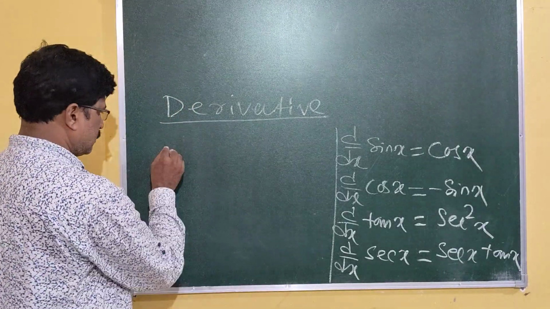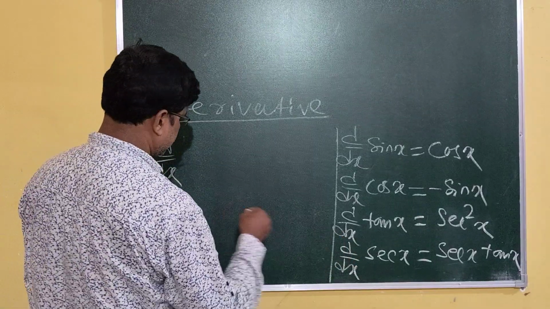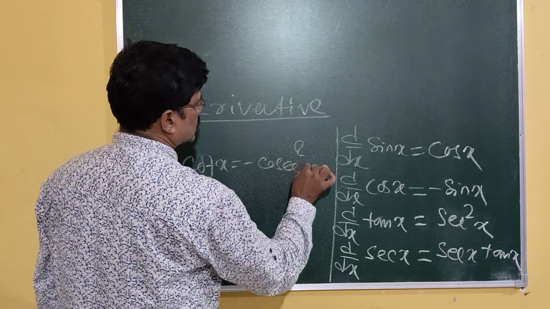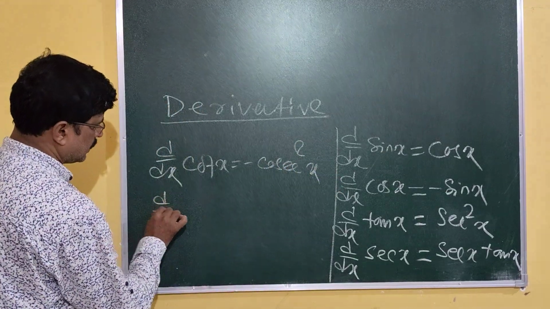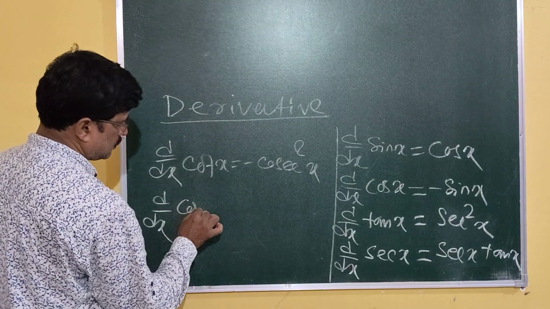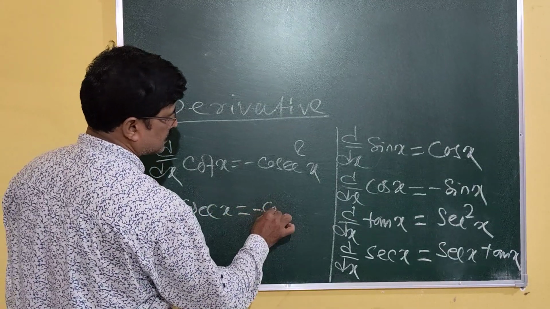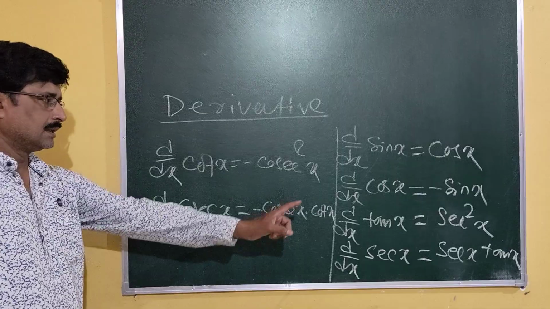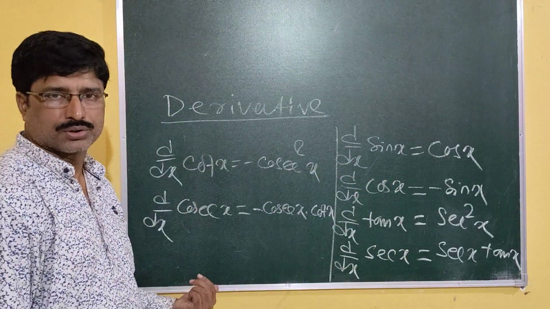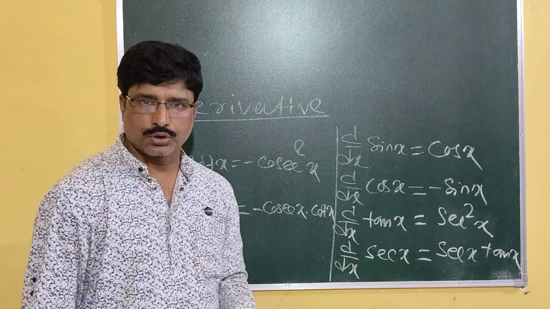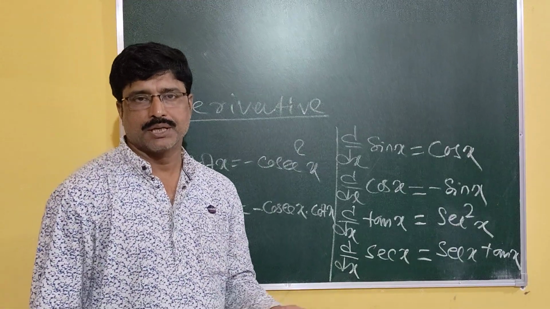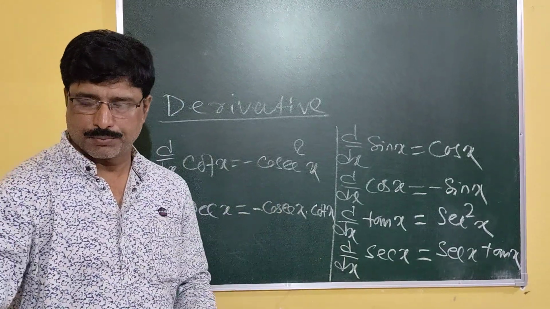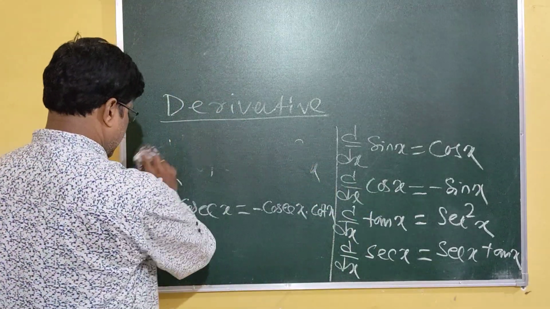Now d by dx of cot x is equal to minus cosec square x. d by dx of cosec x is equal to minus cosec x cot x. These six are the trigonometric formulas, and during making any kind of problems and solving them, these six formulas are necessary. So you have to remember these formulas.